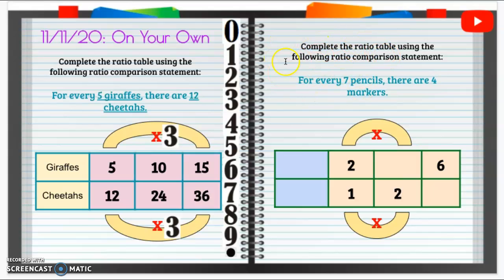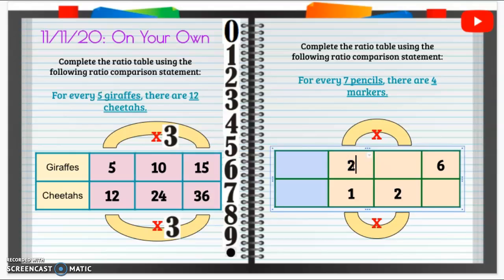Complete the ratio table using the following ratio comparison statement. All right, for every 7 pencils, there are 4 markers. Oh my goodness, I think I put the wrong number in the table here.